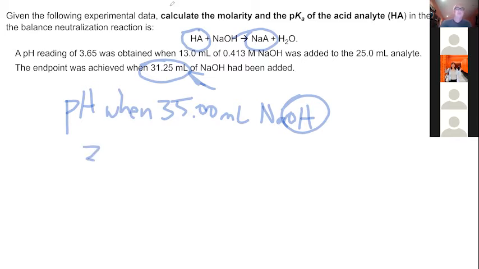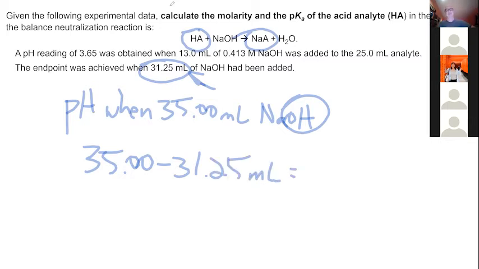So we could just subtract 35 from 31, and that would be the number of excess mLs. That'd be our volume of excess hydroxide. So that would be 3.75 mLs of basically just hydroxide with nothing to titrate it.